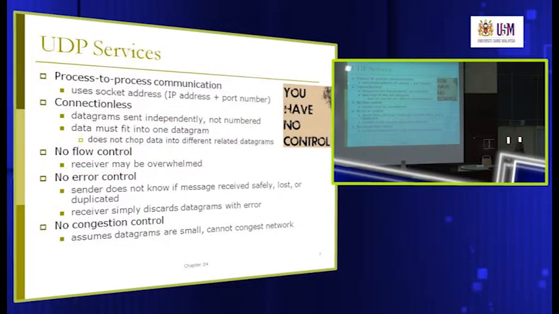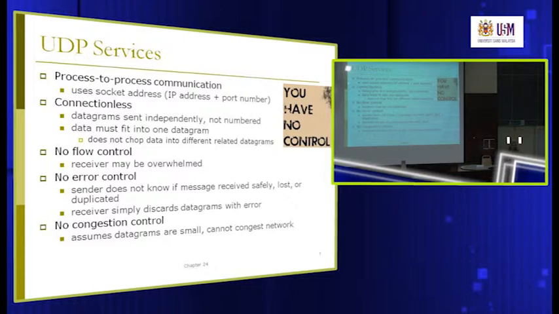So UDP, since it is a transport layer protocol, provides process-to-process communication, as we mentioned earlier. User socket addresses mean the IP address plus port numbers are both used. UDP service is connectionless, as mentioned earlier, so datagrams are sent independently. Each packet is independent, there is no connection between one packet and the next, so they are not numbered. You have data, you send. You have data, you send. They are not related at all.